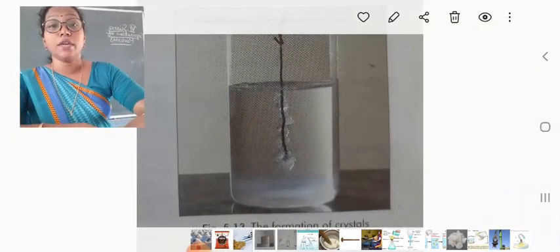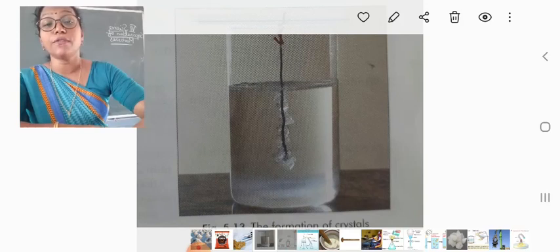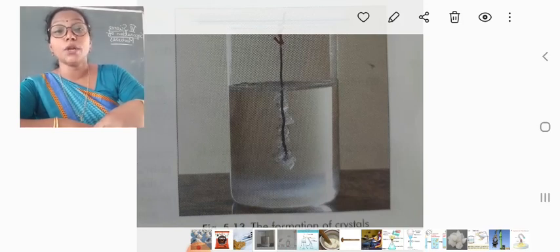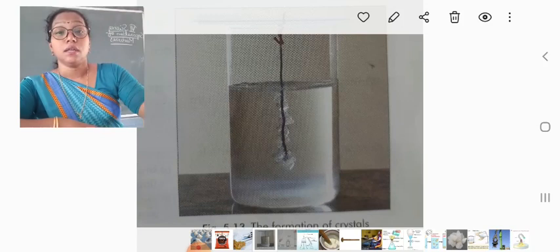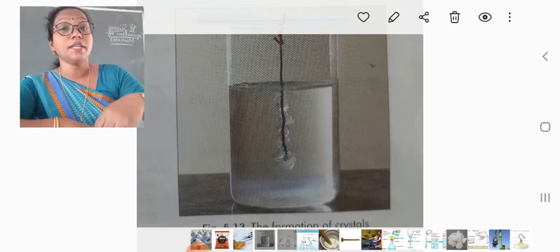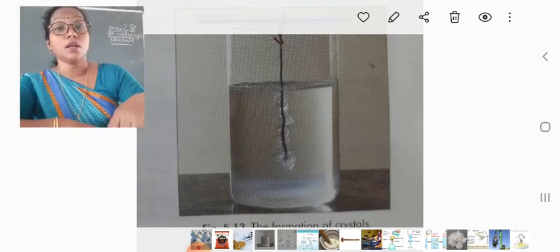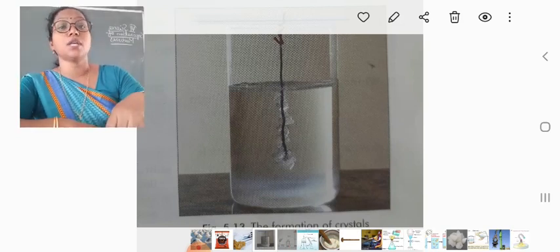Then students, now we are going to study the process of crystallization. We are adding a solute to a solvent. We keep on adding the solute into the solvent. For example, water is the solvent and sugar is the solute. We go on adding sugar into water. A stage comes in which we cannot add any more sugar into the water. That is called a concentrated solution.